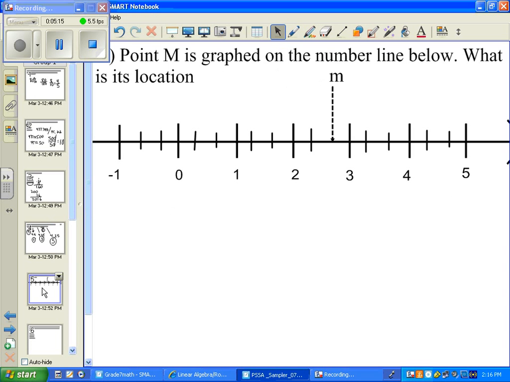Let's take a look at this. This is a number line problem. Point M is graphed on the number line below. What is its location? First thing to do with this is to notice that, firstly, at 0 here, I'm going to go to the right. So this is a positive number.